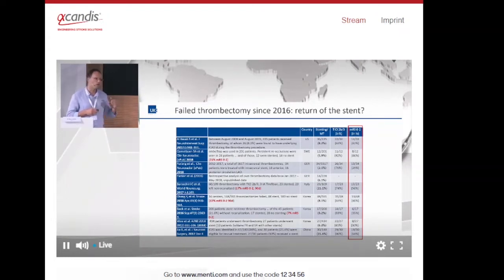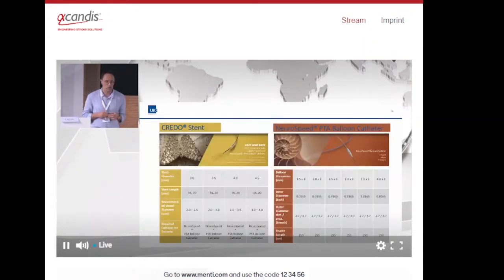But when you look at the data from 2016, there are more and more publications, something like return of the stent, and all of them show quite good clinical outcome when you compare those patients that have been stented to patients where the vessel remained closed. So we used the Credo NeuroSpeed combination for our intracranial stenosis, even in acute stenting.